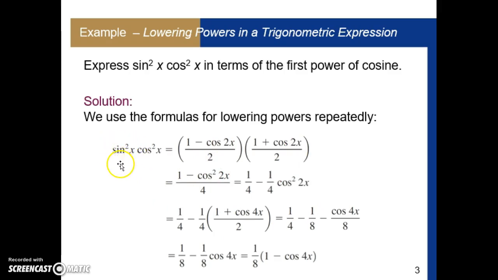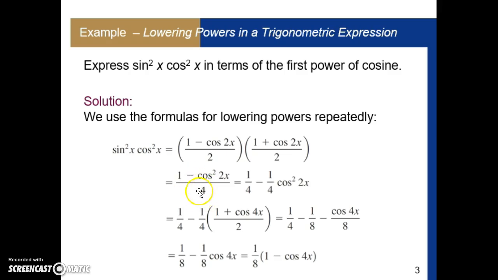So we know that the sine squared of x, its power reducing formula is 1 minus cosine 2x over 2. And the cosine squared of x, its power reducing formula is 1 plus cosine 2x over 2. Now we have a numerator times a numerator and a denominator times a denominator. Hopefully you can look at the numerators and you can see that when you multiply that through, that's going to be the difference of two squares. So we have 1 minus cosine squared of 2x over 4.